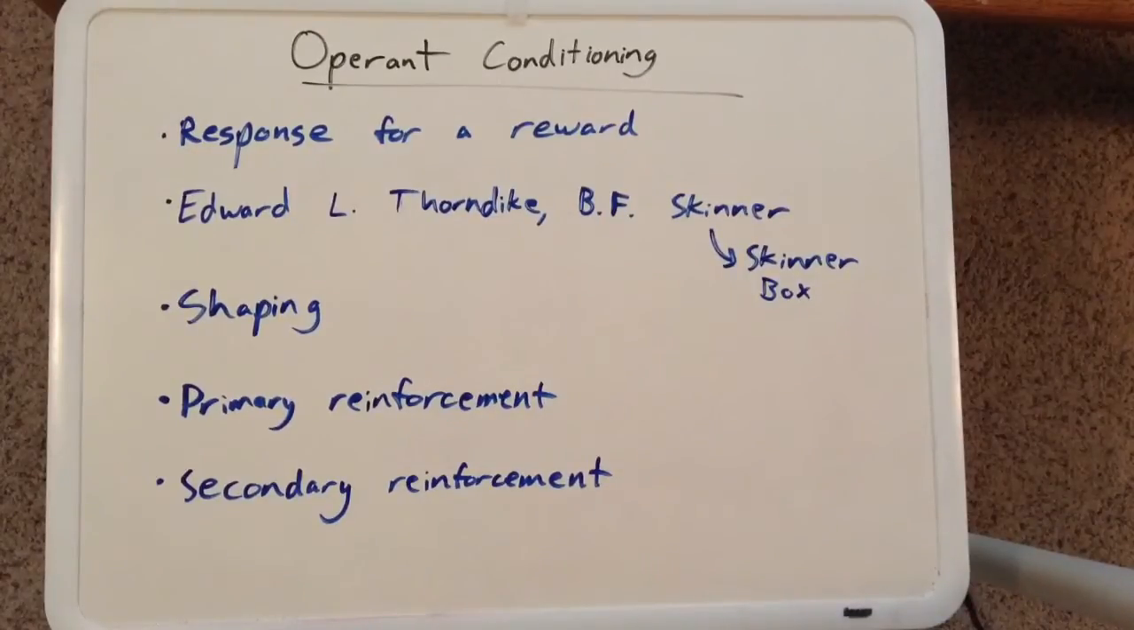The different kinds of reinforcement in operant conditioning are primary reinforcers and secondary reinforcers. Primary reinforcers are just the obvious ones like food and water, whereas secondary reinforcement is things like money, which obviously doesn't have any necessarily intrinsic value. It's just a secondary way to get a primary reinforcer.